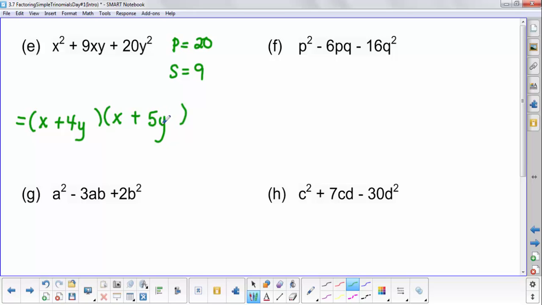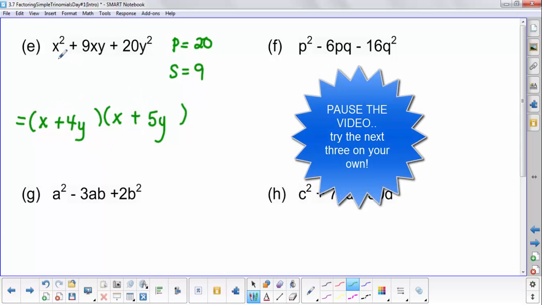And again, if you're not too sure, expand using distribution and simplify your answer, and you should end up with the exact same question you started with.